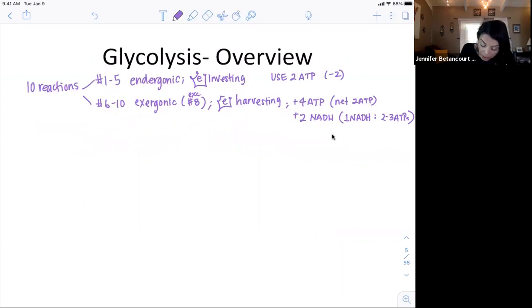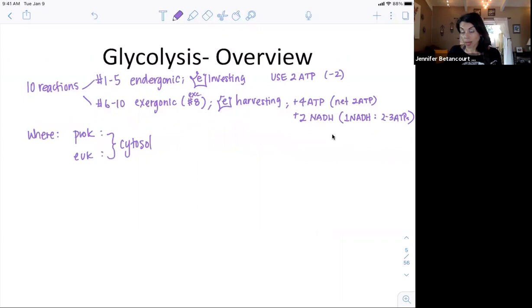Okay, so where does this all happen? We know this by now because we've talked about it a few times. In prokaryotes and eukaryotes, it happens in the cytosol. Please use cytosol, not cytoplasm, because cytoplasm refers to the liquid jelly part and the organelles. So glycolysis is not happening in all the organelles. The enzymes are floating around in the cytosol, and it's happening in the cytosol. It's not happening in a structure.